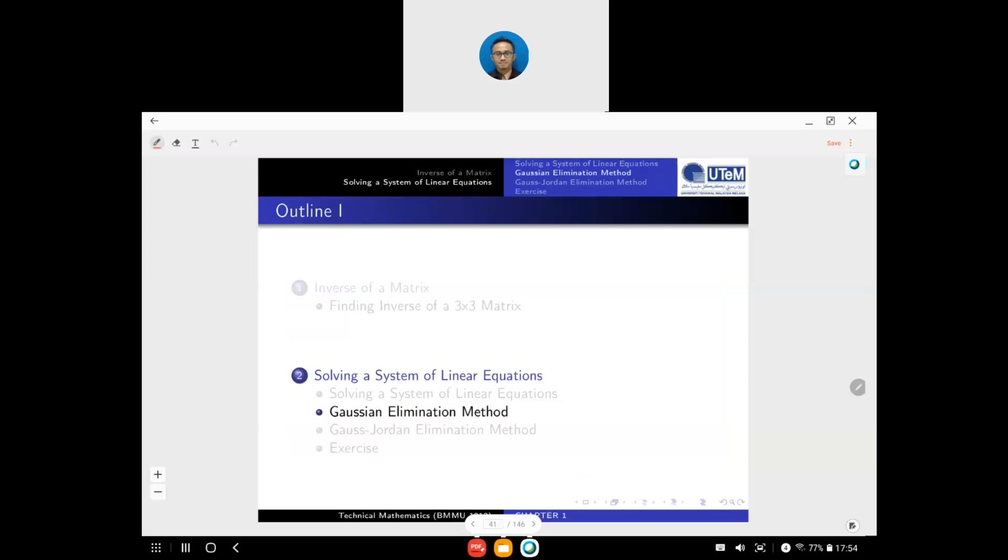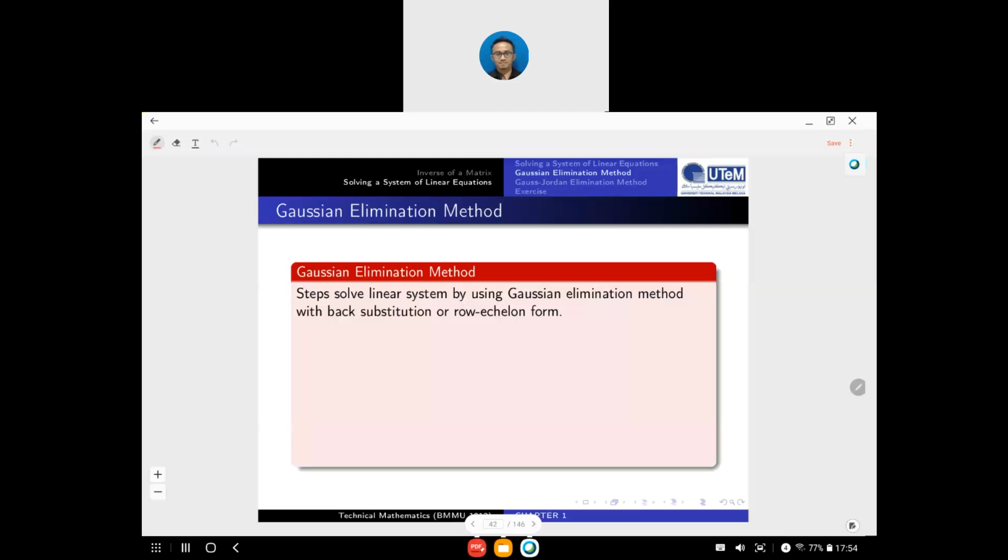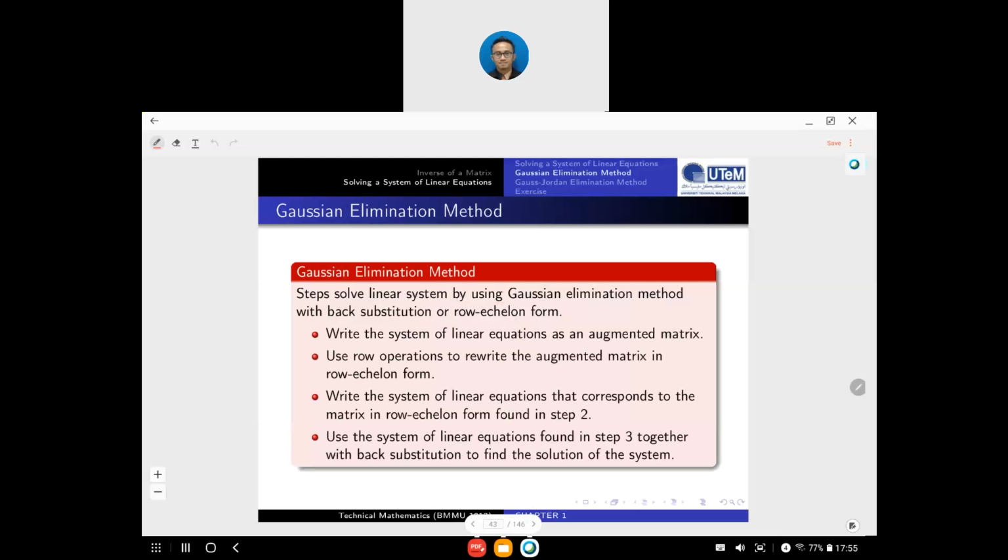Okay. Now, we want to solve a system of linear equations by using the Gaussian elimination method. What is the Gaussian elimination method? Gaussian elimination method with back substitution, also we call it row echelon form. This one can be solved by writing a system of linear equations into an augmented matrix, and then using row operations.